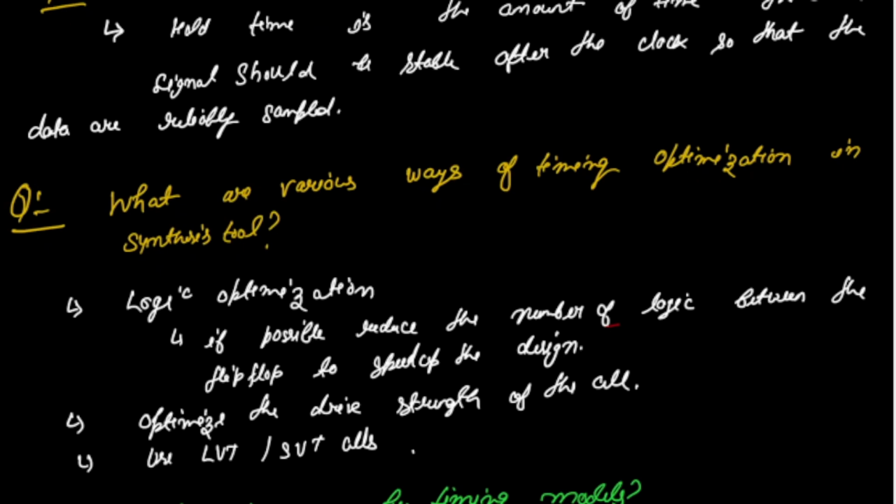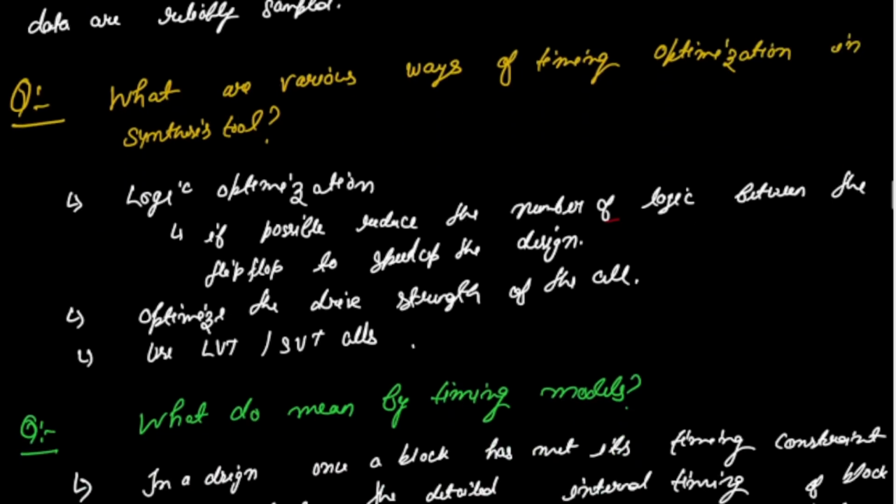So, logic optimization: if possible, please reduce the number of logic cells between the flip-flops to speed up the design. Next is to optimize the drive strength of the cell. You can change the drive strength of the cell to optimize the timing. Use LVT or SVT cells. These are faster, but they are very leaky cells. Power will increase, so you have to choose very carefully when using SVT or LVT cells during timing fixes.